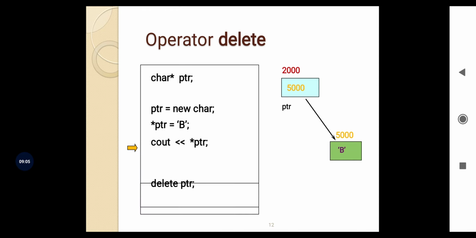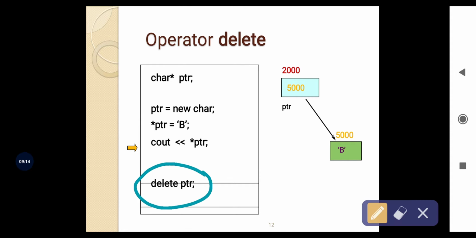Now this part of the code was already discussed before. So all we do is we delete the pointer. Delete is the keyword. Once our work is done, we have printed the value at that memory address which was pointed to by PTR. We just do a delete PTR. When we do a delete PTR, this value 5000 is removed. Once this is removed, PTR will have a null value and this connection will be lost.